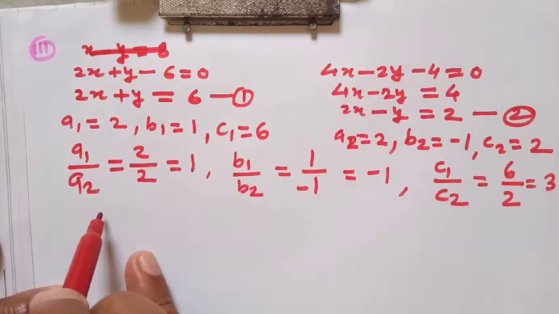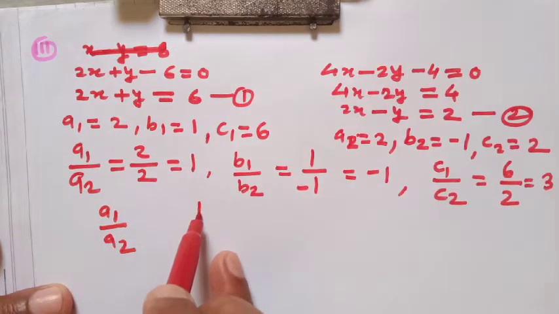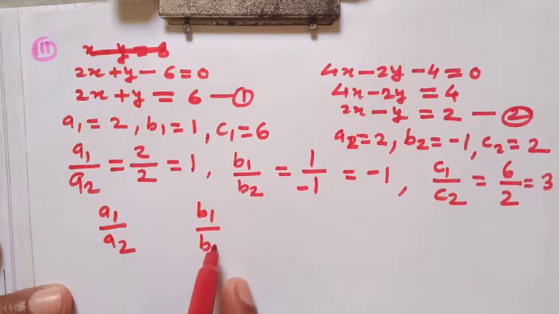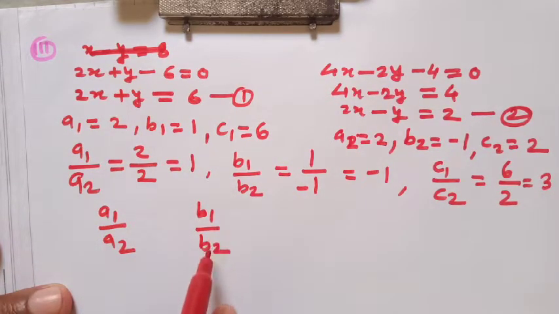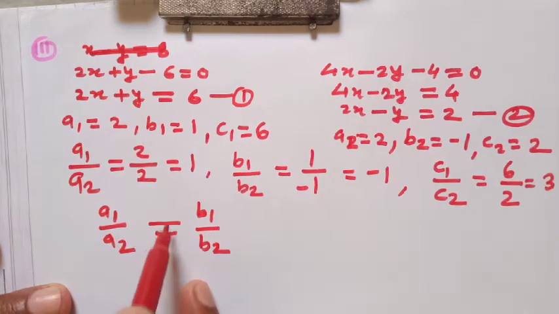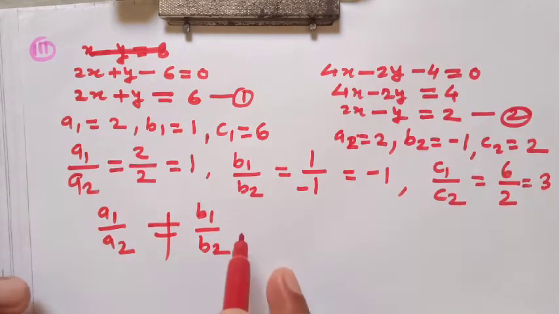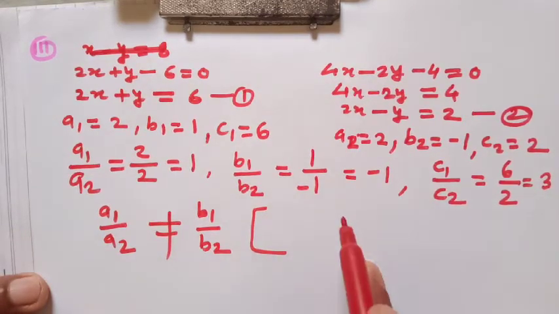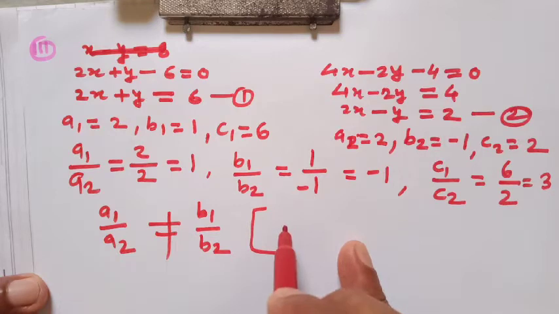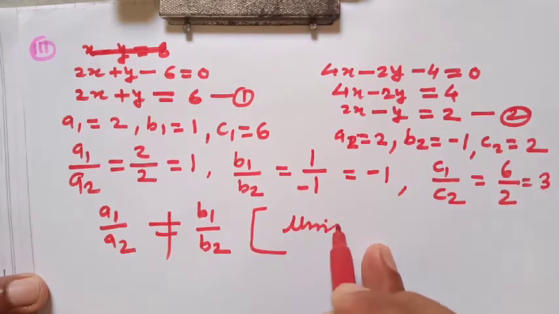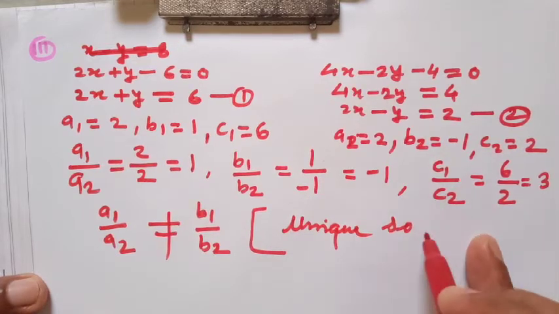So just take it here. What is here? a1 upon a2 and b1 upon b2. Compare it. The value of a1 upon a2 is 1 and the value of b1 upon b2 is minus 1. It means not equal. a1 upon a2 is not equal to b1 upon b2, and in this situation the pair of linear equations has a unique solution. The pair of linear equations has a unique solution.